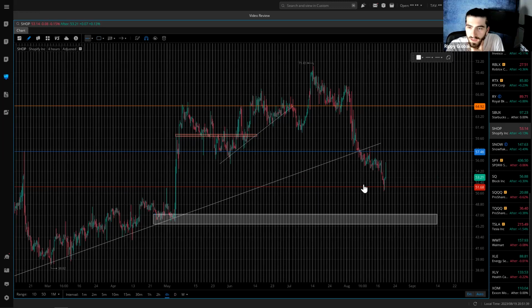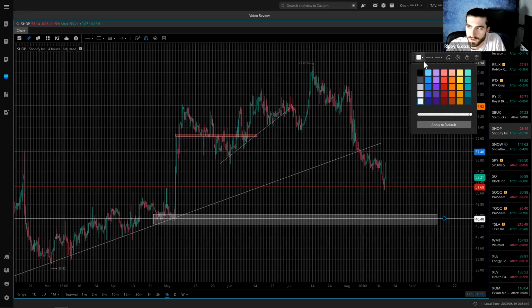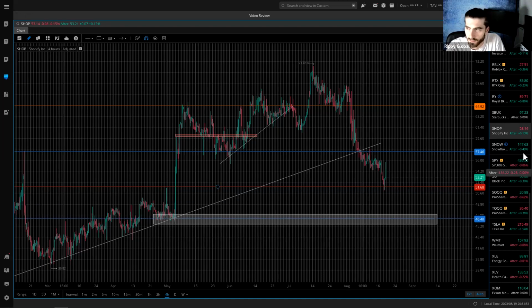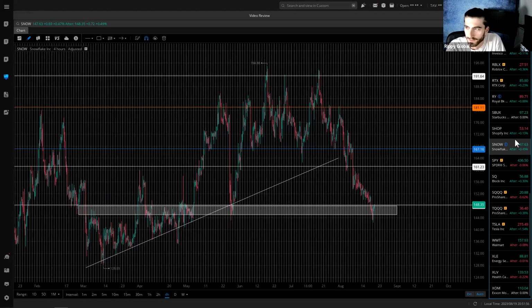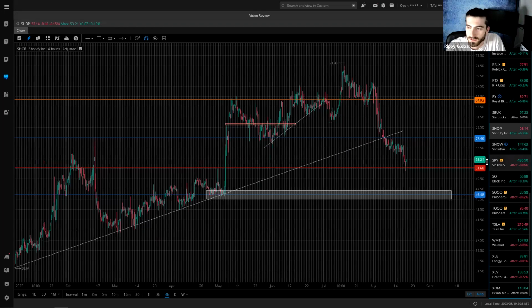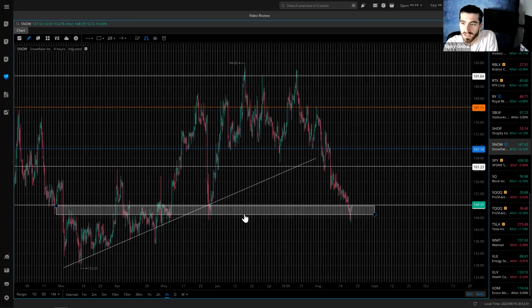And if we do drop down, that level is going to be roughly about $46.50 a share or so. So if we break 51.50, we may fill a gap to the downside to 46.50 area on Shop. So now looking at Snow, that looked the exact same as Shop. That's crazy. Look at that. That's nuts.